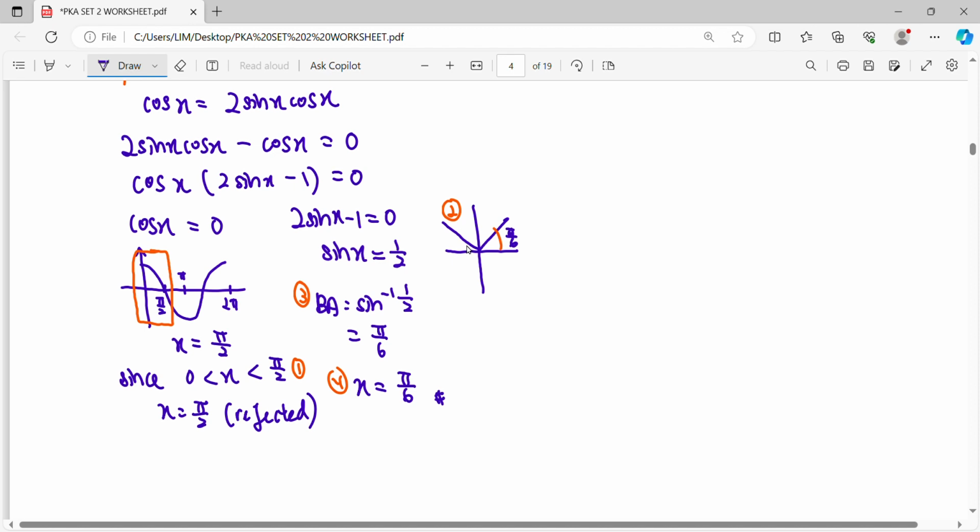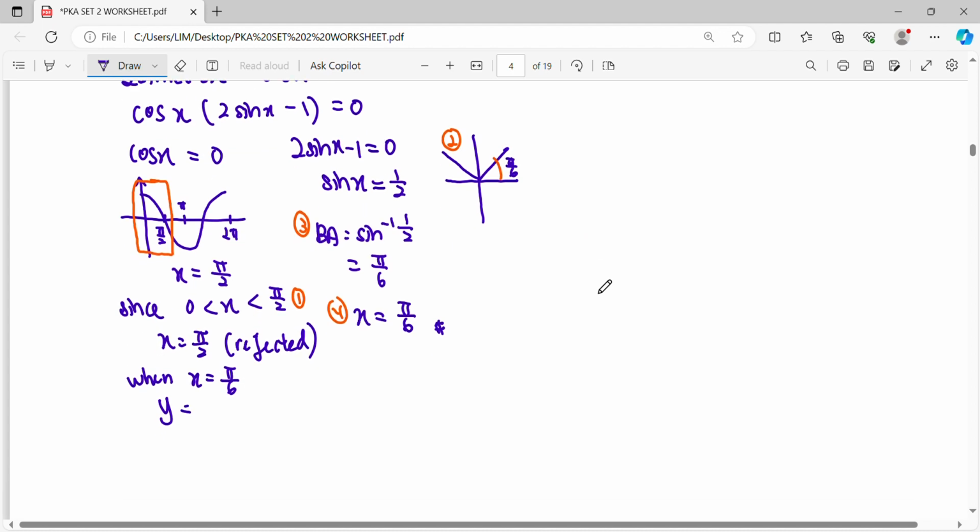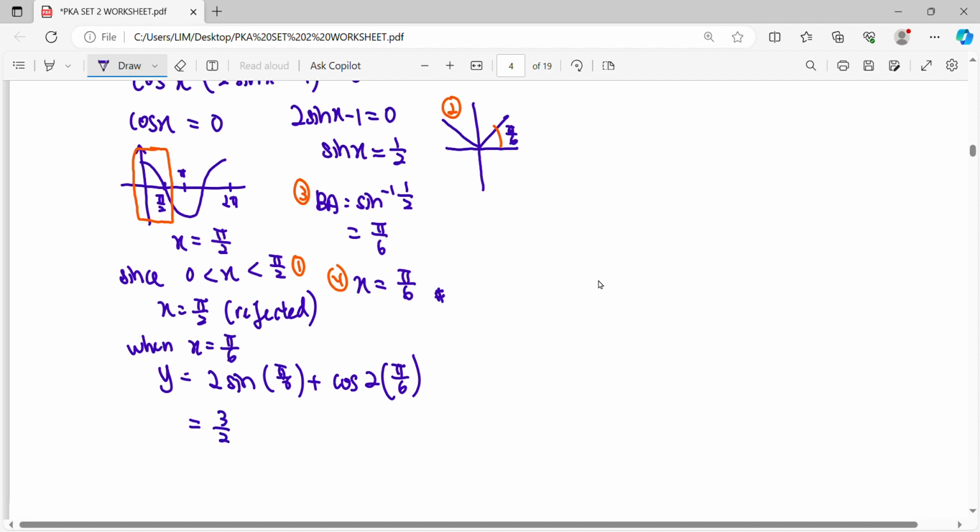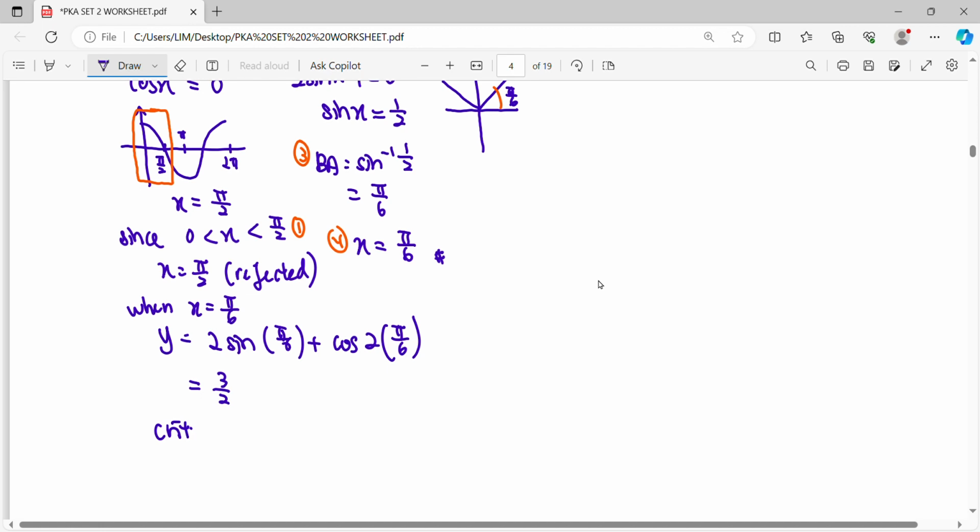So what is our y coordinate? This is our x coordinate, pi over 6. So when x equals pi over 6, what is our y coordinate? Put back into our original equation: cos 2 times pi over 6. Just press your calculator. 3 over 2. Critical point is pi over 6, 3 over 2.